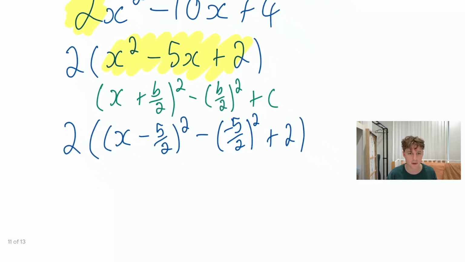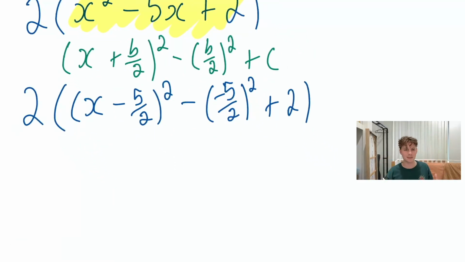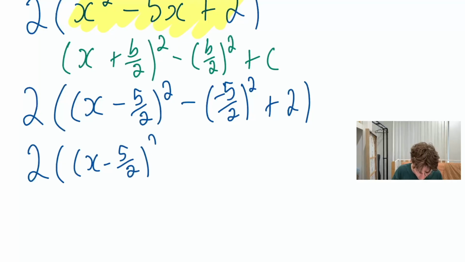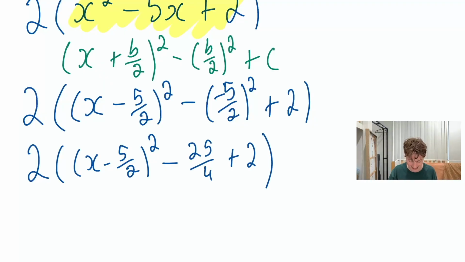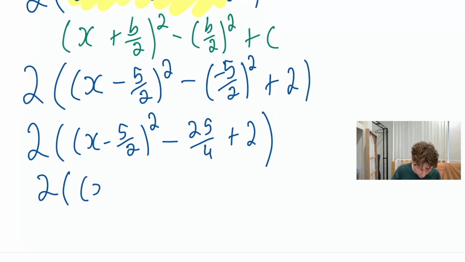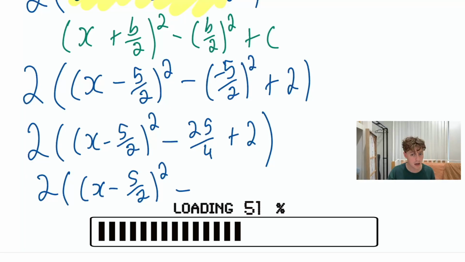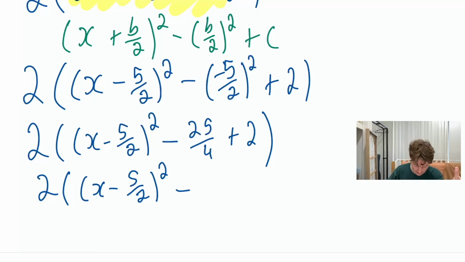That is the first step in completing the square. That's kind of the hard bit, to be honest. Now, all I have to do is tidy up my tail on the end. I wind up with 2 outside of x minus 5 over 2 all squared minus, well, negative 5 over 2 squared gives 25 over 4 plus 2, which gives me an answer of 2 outside of x minus 5 over 2 squared minus, what's that going to be? It's minus 25 plus 8, which is going to be 17 over 4. Yeah, plus 8. So negative 17 over 4.